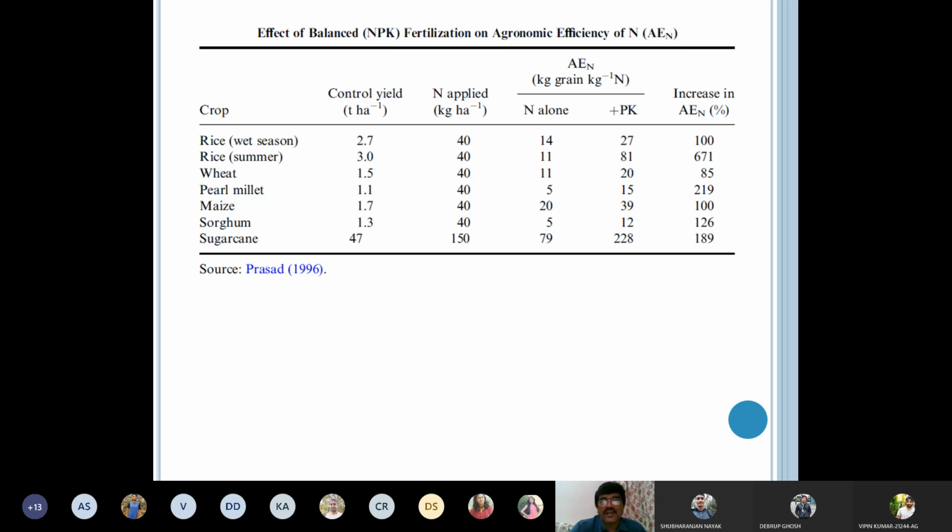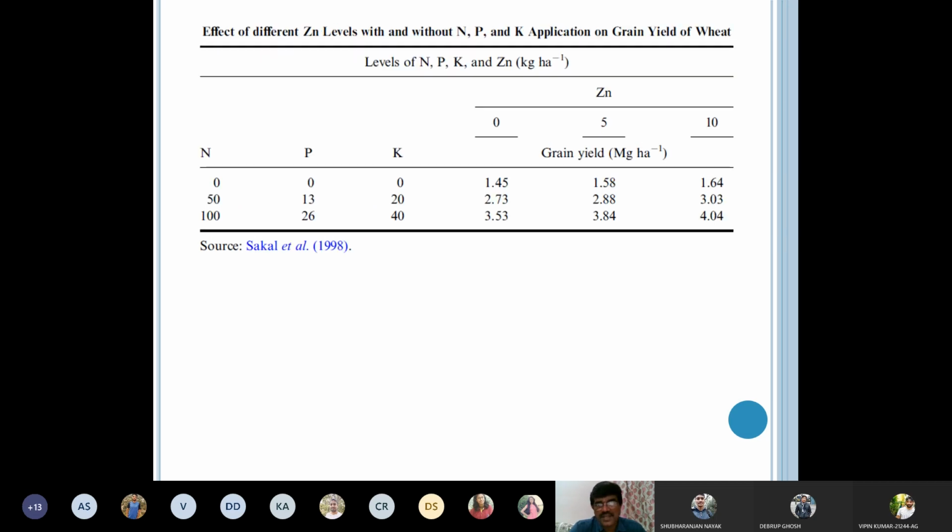That is important. From here, you can see if you apply zinc with NPK, in some cases, this data was reported for wheat. So in wheat, if you apply zinc with NPK, the use efficiency increases, or the yield, in terms of yield, you can see. If you use NPK, it is totally controlled. If you use 50, 13, 20 kg NPK, your grain yield is 2.88. 2.88 if you have 5 kg zinc. If you have 0 zinc, yield is 2.73.